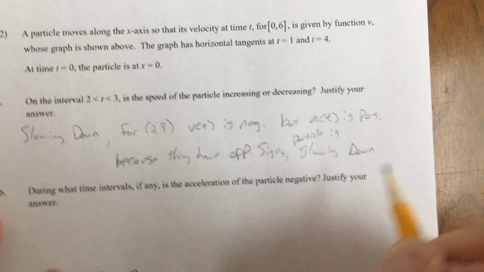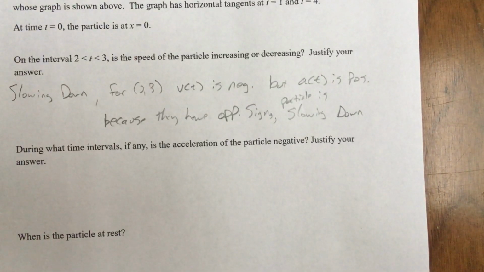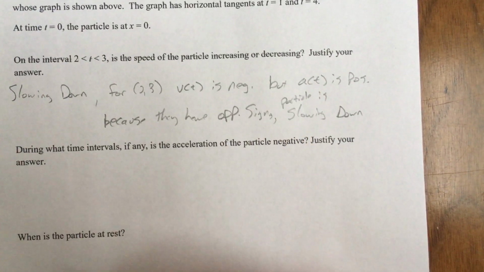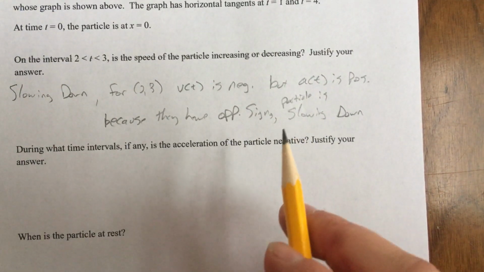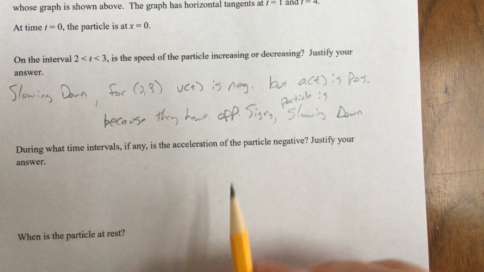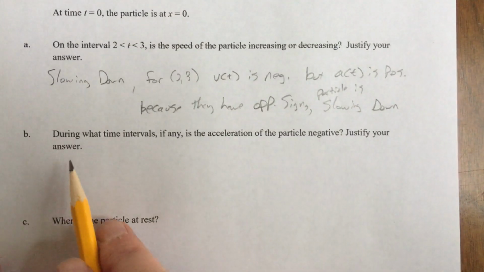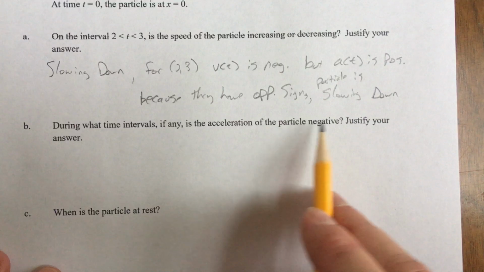And again, you don't have to give a ton, but you want to make sure that you give enough. Don't use the word it, don't use they, don't use pronouns. Make sure you clearly say what you're talking about. Okay? Part B, during what time interval, if any, is the acceleration of the particle negative?